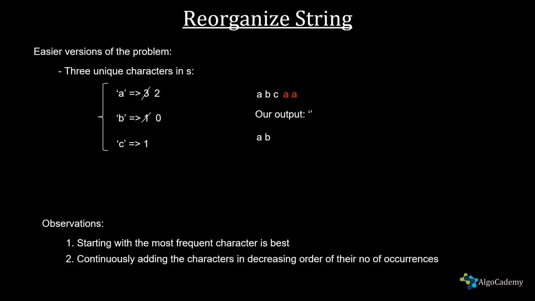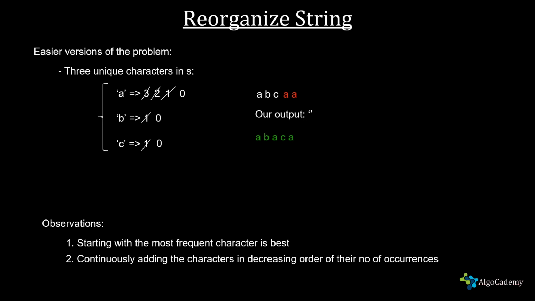But if you look at the number of occurrences, now we are basically left with the problem with 2 unique characters, which are A with 2 occurrences and C with 1 occurrence. And we know from the first observation that starting with the most frequent character is best. So maybe adding an A is best here. Then we will add the C and then another A, and we have a valid solution.